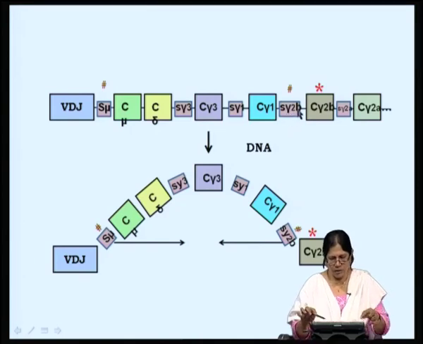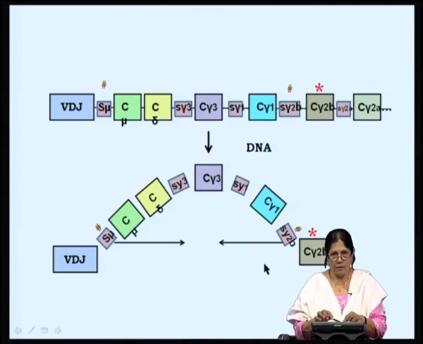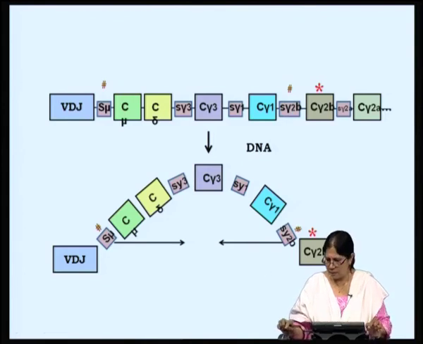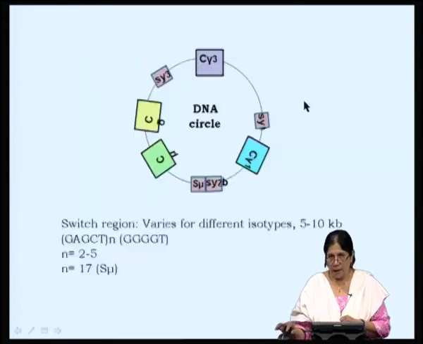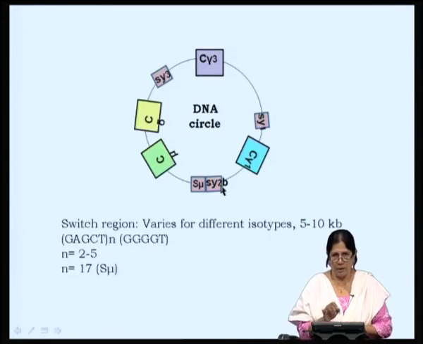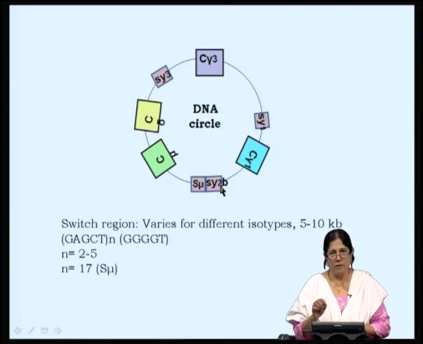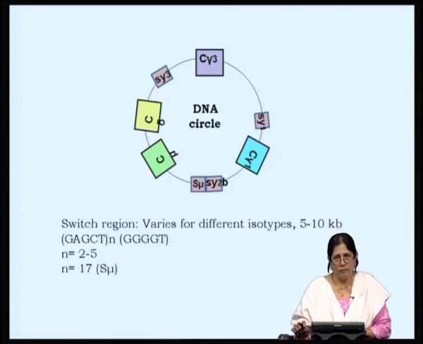So, you can visualize very well that the switch regions come together, they are recognized, and then you have cleavage. So, you have a part of the switch region which is still in this sequence and a part which is here. The same thing would happen if the switching has to take place from mu to, let us say, IgE or mu to IgA.